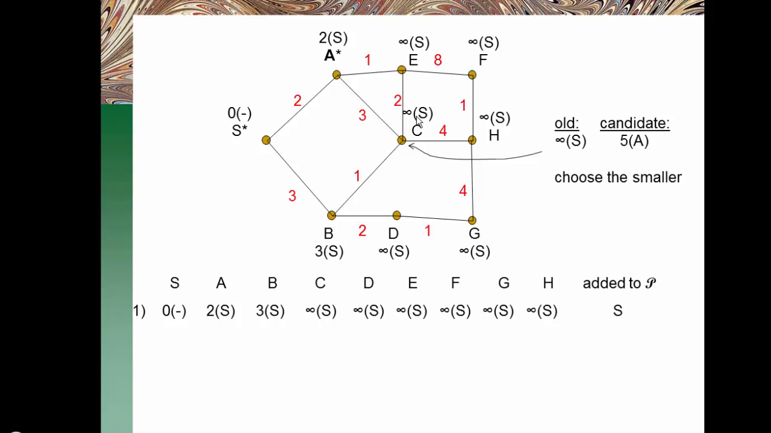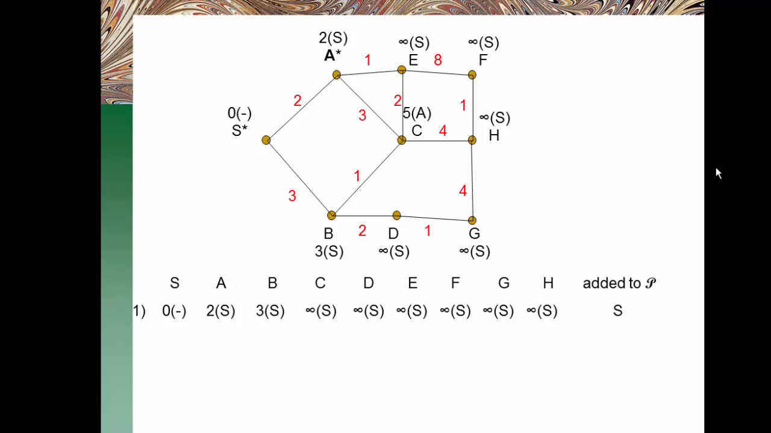Now we look at the current label of vertex C and compare it with a candidate label. The candidate label is formed by adding the label of the current permanent labeled vertex, vertex A in this case, and 3, and that's candidate label 5. And we put in parentheses A because A is going to be the predecessor if we choose that candidate. And we compare the two. The old label is infinity, the candidate is 5. 5 is less than infinity, we choose 5. We're going to replace the labels.